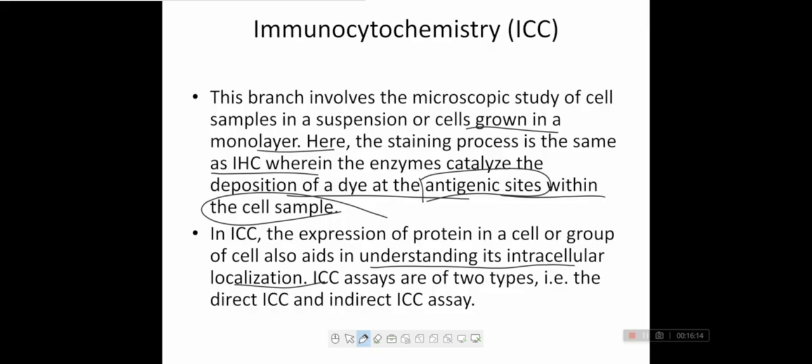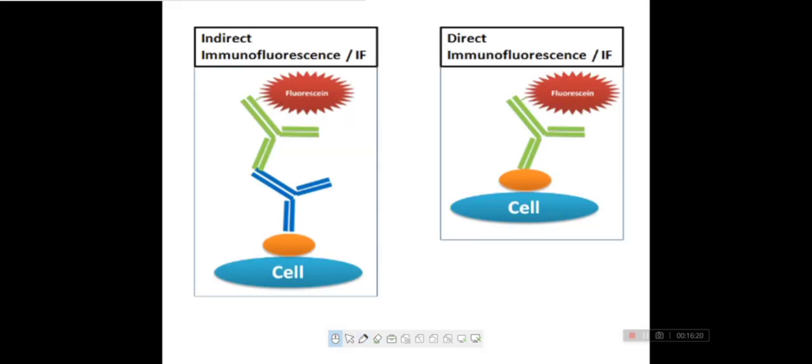ICC assays are of two types: the direct ICC and indirect ICC. In indirect ICC, what happens? Secondary antibody is used, and the primary antibody is already labeled with a fluorescent dye. Clear? See, this is the primary and this is labeled with a fluorescent dye. And here the secondary antibody is used, and that is labeled with a fluorescent dye.